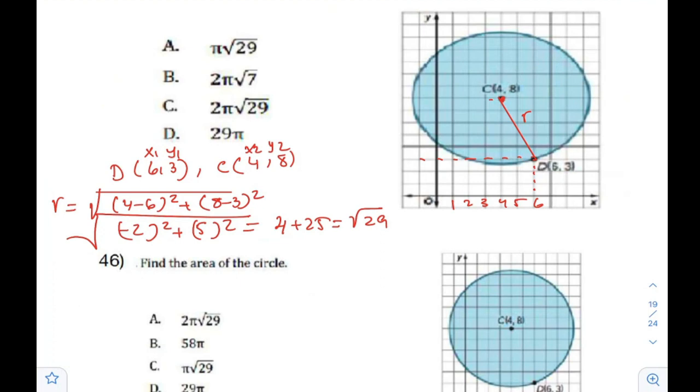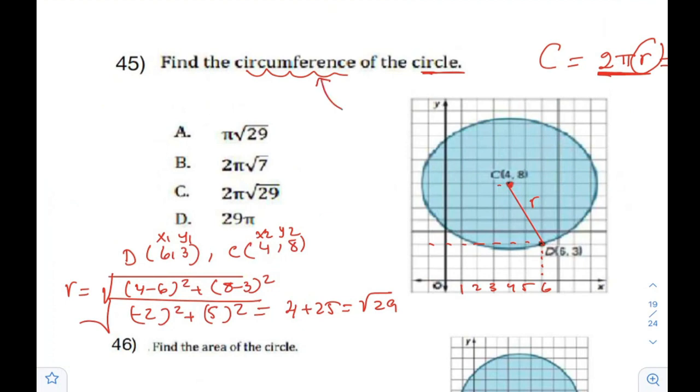Now he is asking about the circumference, not the radius. He is asking about the circumference, so I will replace 2 times pi times square root of 29. Don't replace pi with 3.14 since all the answers are in terms of pi. So what is the answer? It is C.